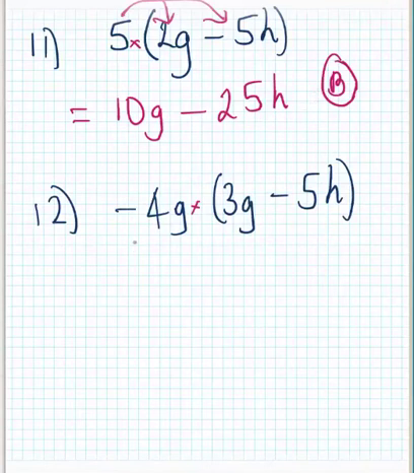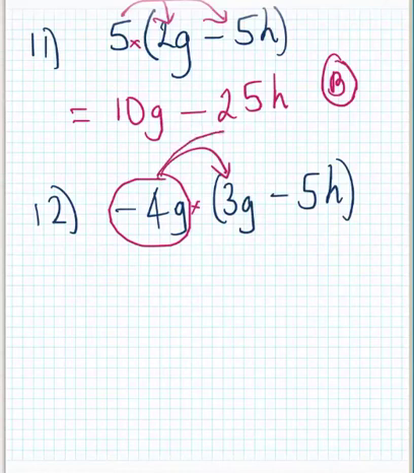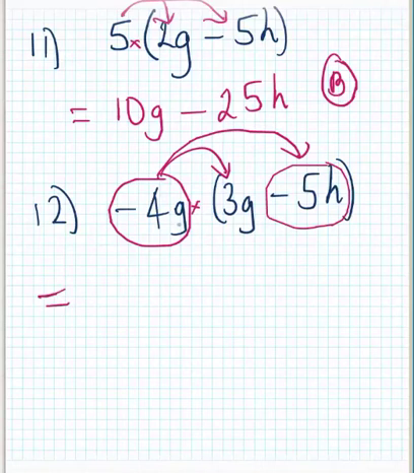All right, 12. Now be careful, we've got a negative 4g, so just be careful with your negatives and positives. So we're going to have negative 4g times 3g, and negative 4g times this 5h. Now you can see what's going to happen. That 5h is negative, so two negatives will make a positive, okay? So you can show this sort of step by step. So we've got minus 4g.